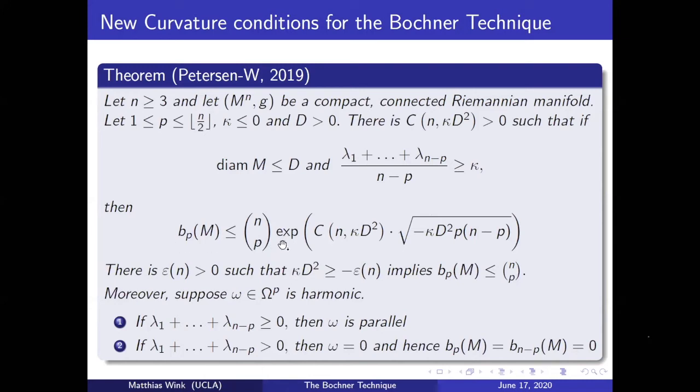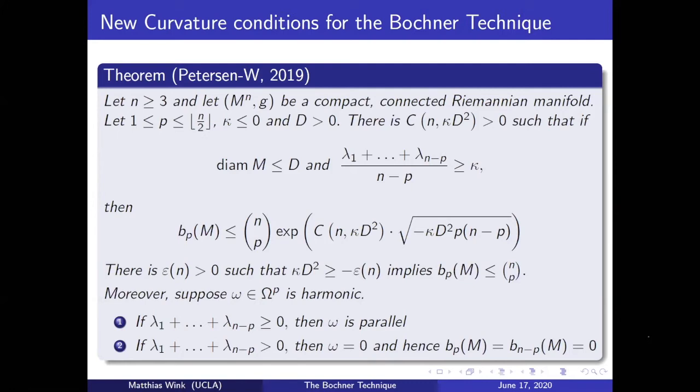Great, and then again, we get the optimal upper bound for the Betti numbers if kappa is equal to 0 and choose p. And moreover, this is also something that Gallot has seen already. If the product kappa d squared is bigger than a certain epsilon that depends on the dimension, then already we get the optimal bound on the Betti numbers. Okay, so that's the result if we've got non-positive curvature.